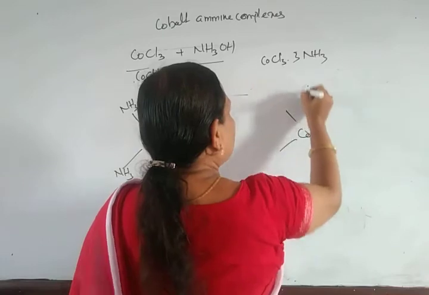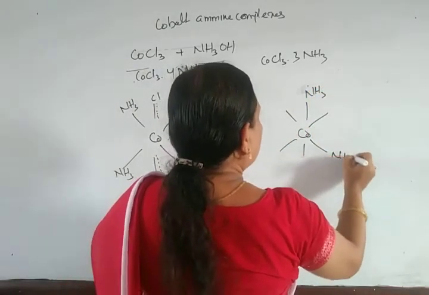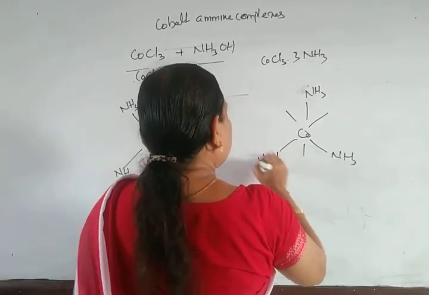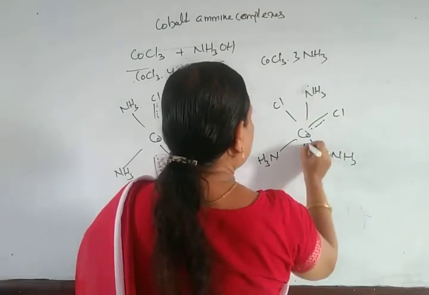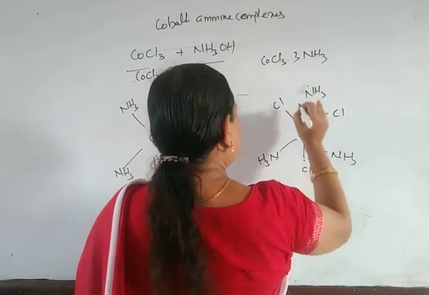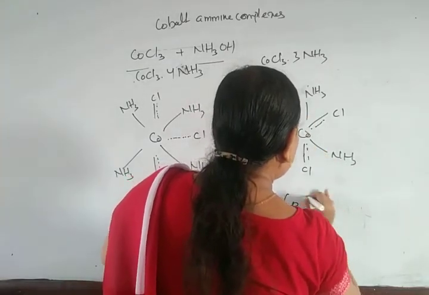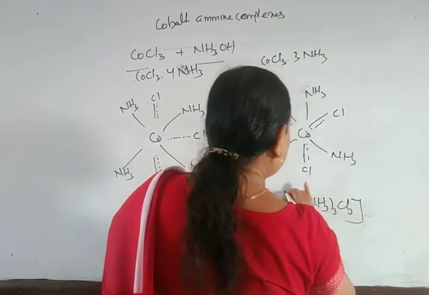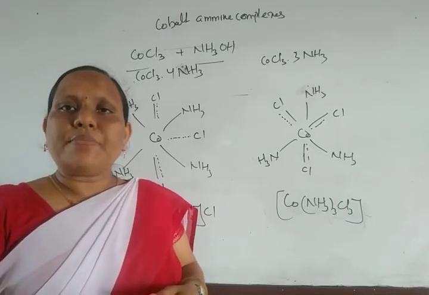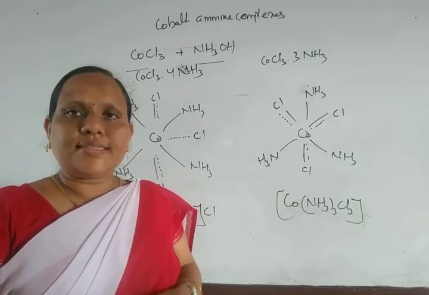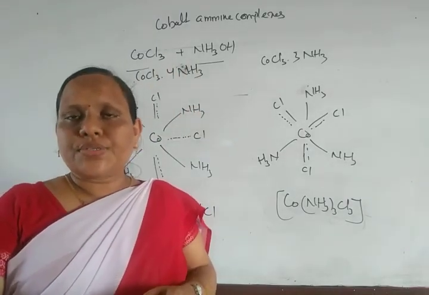Similarly, if this compound is represented as Co with NH3 like this, and chlorine and chlorine, then [Co(NH3)3Cl3]. Here all 3 chlorine atoms satisfy both primary and secondary valencies. So in this way we can represent the different molecules.